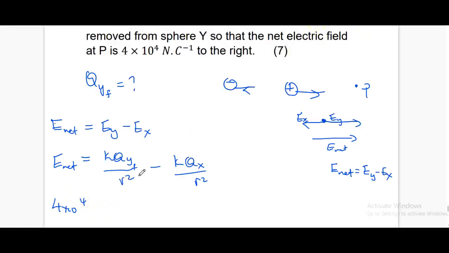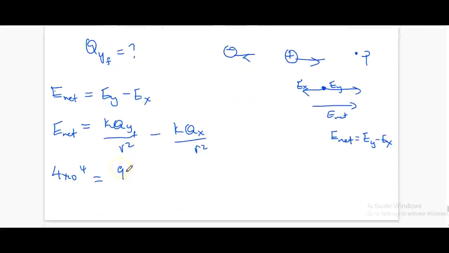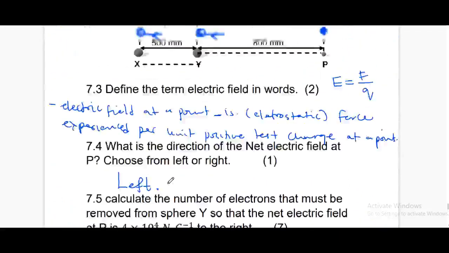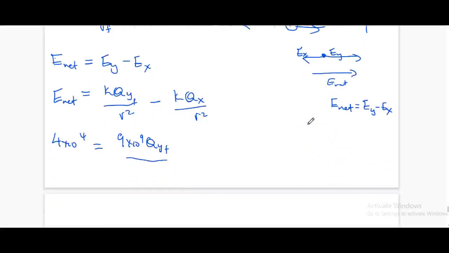Okay, now it is equal to 9 times 10 to the power 9 qyf divided by the distance between y and p. The distance between y and p is 800 millimeters, so 800 times 10 to the power minus 3, all squared, minus 9 times 10 to the power 9 qx.